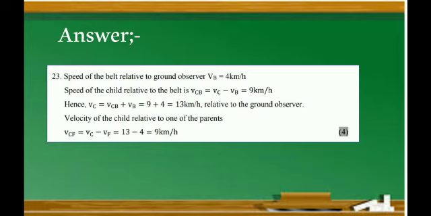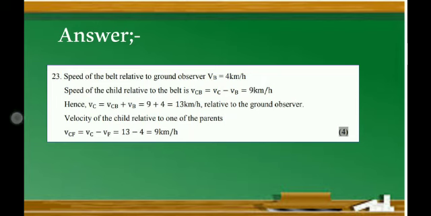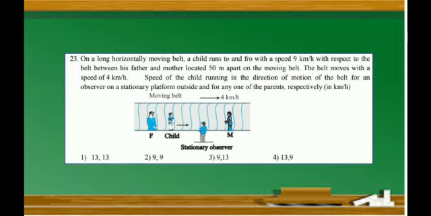Velocity of the child relative to the parent is given by 4 km per hour. Then we should subtract the velocity of the father from the velocity of the child. VCF is equal to Vc minus Vf. 13 minus 4, we get the answer as 9 km per hour. Then the option is 13, 9. Fourth one.